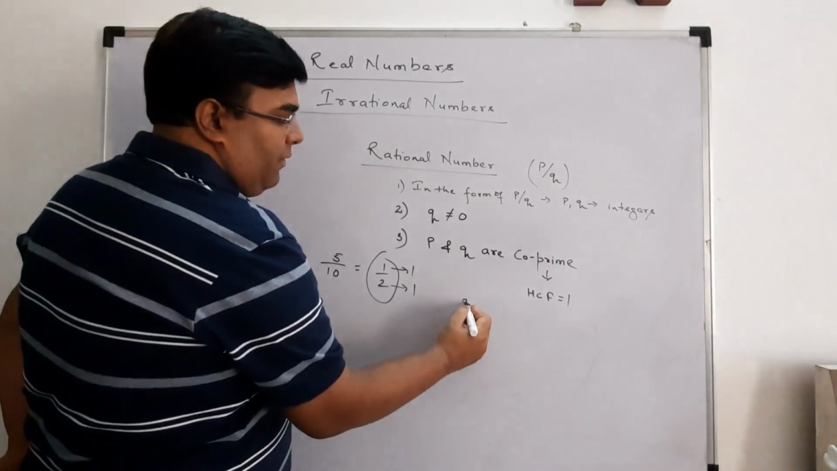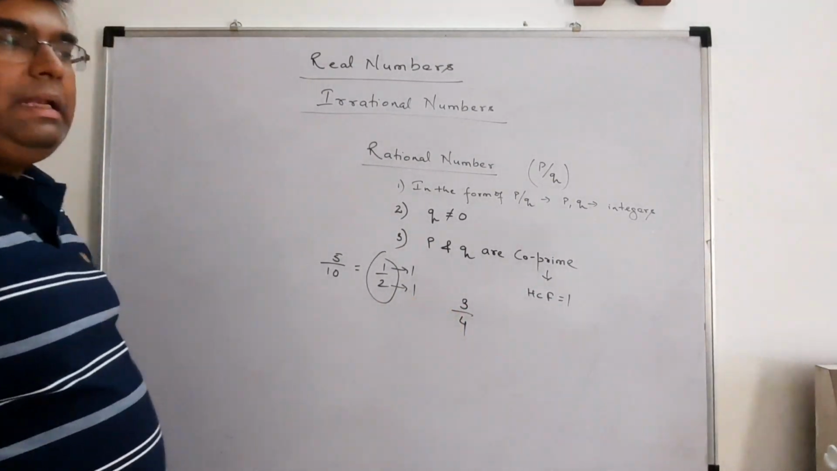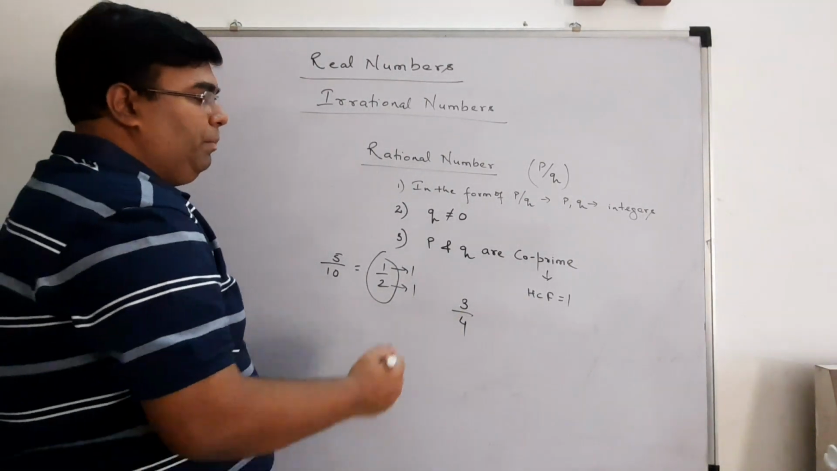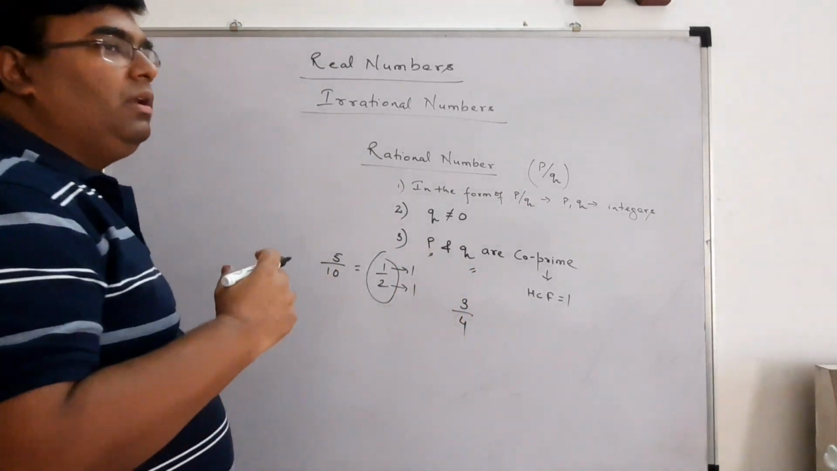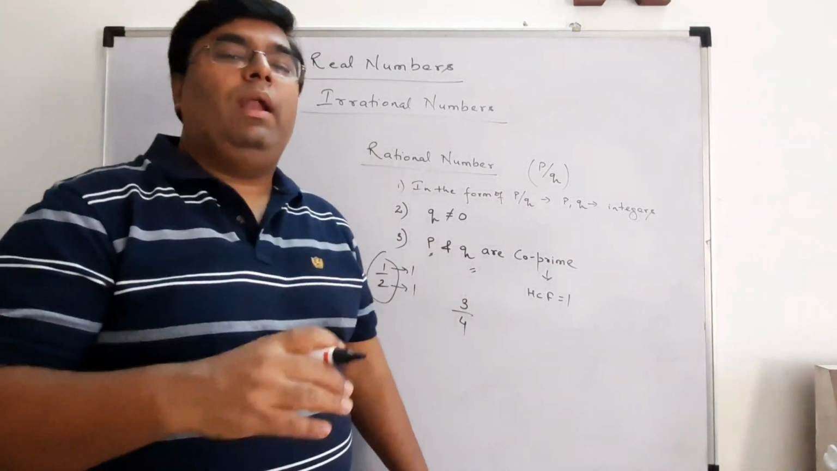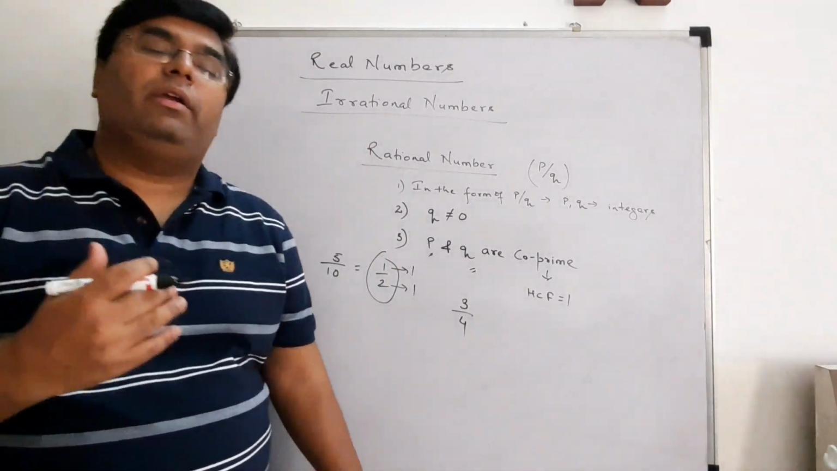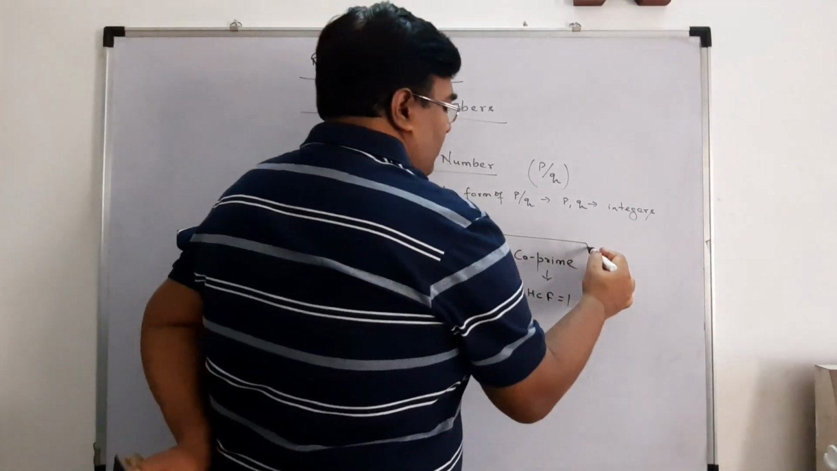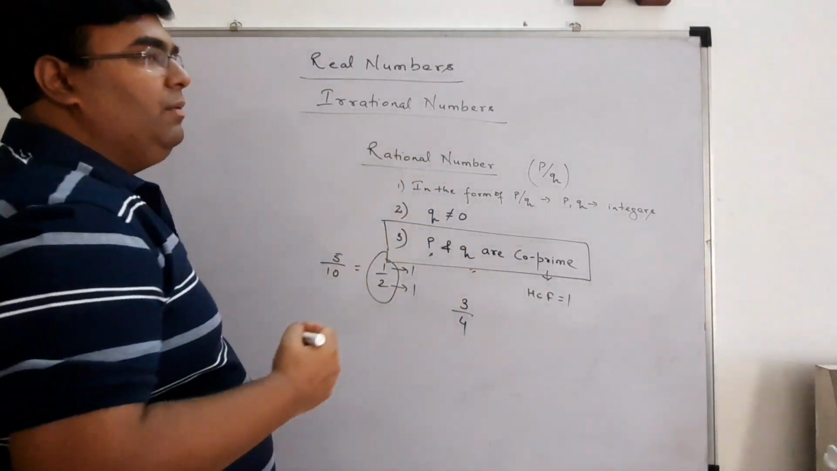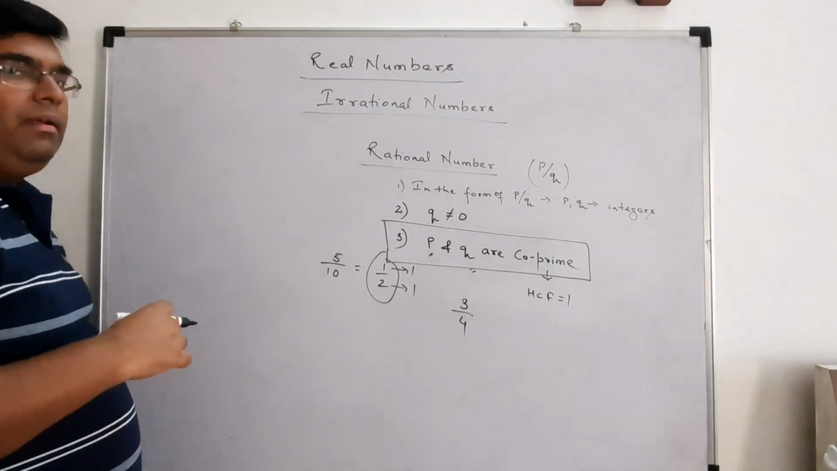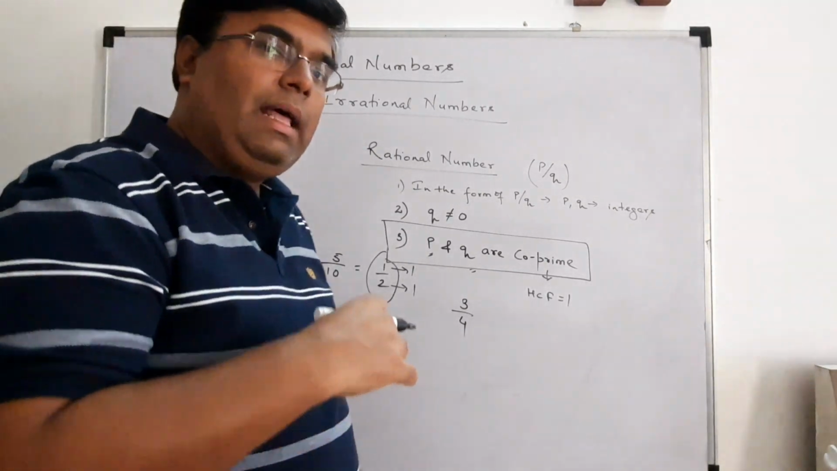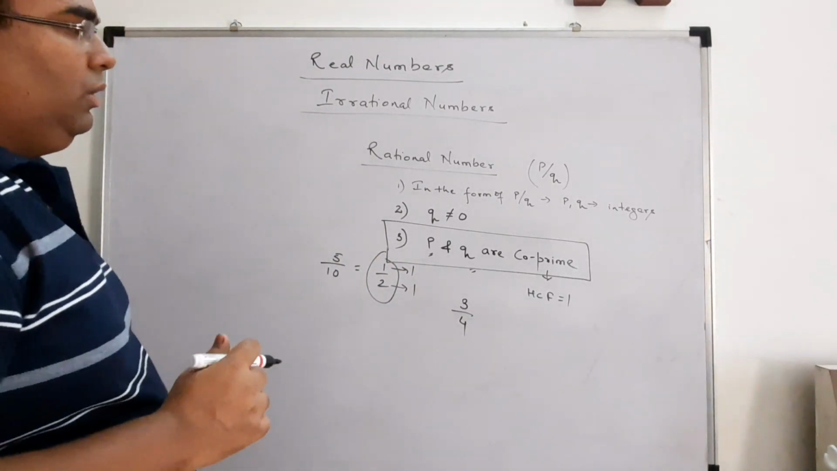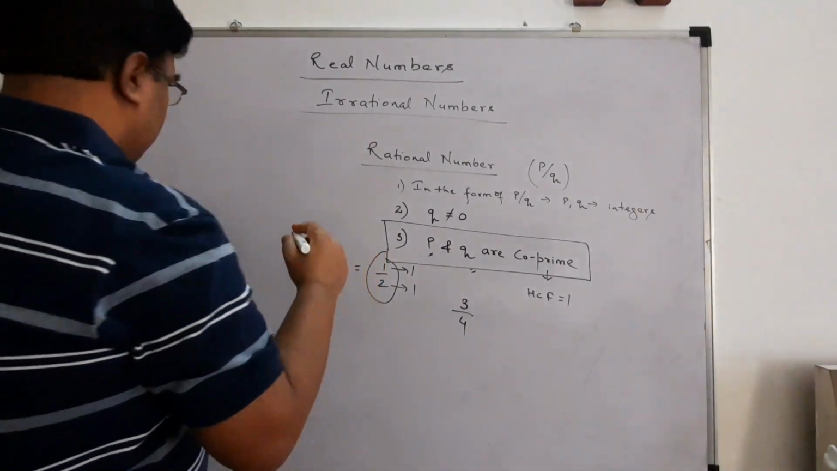So suppose 3 by 4, this is already in standard form, and 1 is their HCF. So p and q, basically, we are taking p and q such that only 1 can divide both p and q, nothing else. This is a very important point, because by using this point only we will prove how to show an irrational number. Okay, now let us take other things.